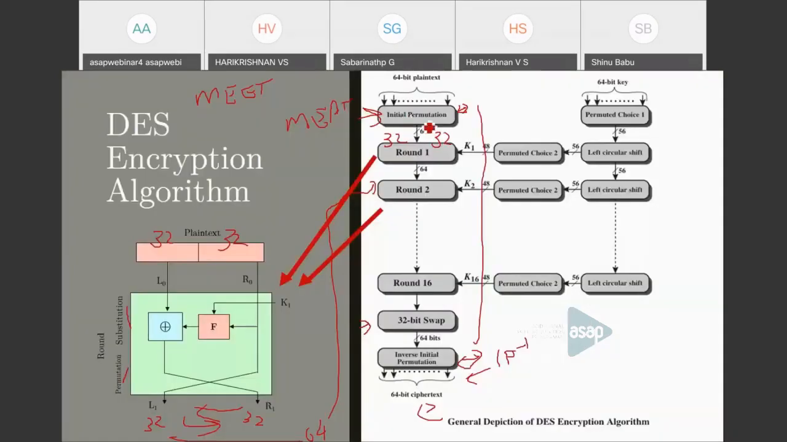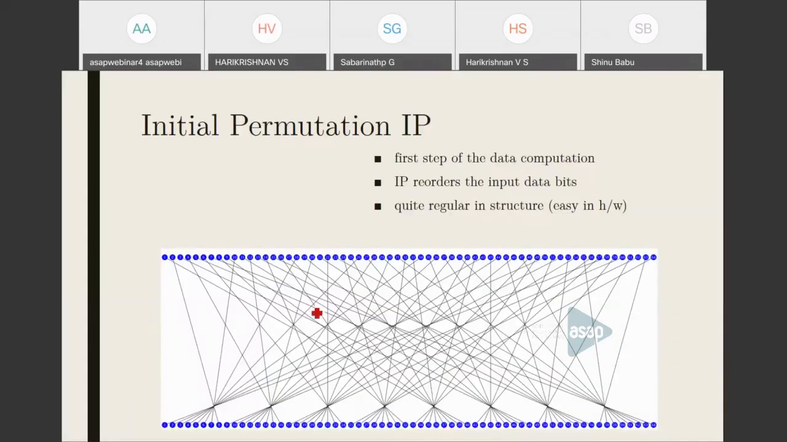The first part of the DES is what you see in this slide over here. Initial permutation, you can see markings in here. So this is bit 1, okay? First bit, second bit, third bit, fourth bit, and then the 64th bit. Initial permutation does not change any of these bits. You're just going to reorder the position of these bits.